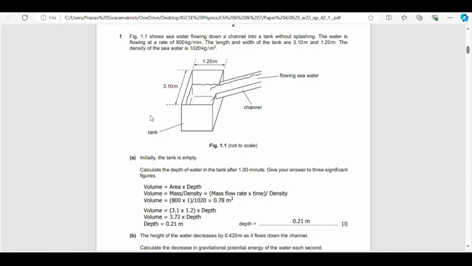And then we know that the volume is the area, which is the length multiplied by the width, and then that multiplied by the depth. We can calculate the area quickly by multiplying these two quantities out. And if we rearrange the equation, now that we know the amount of volume that's flowed in a minute, and we know the area, if we rearrange the equation for depth, we get a depth of 0.21 meters. That's the depth in the tank of water after it's been flowing for a minute.